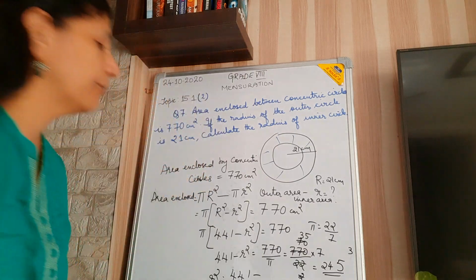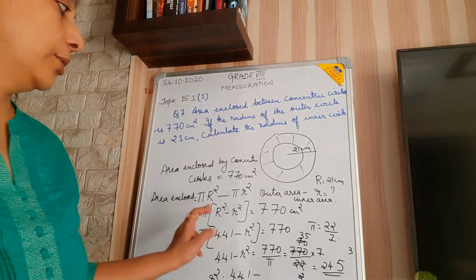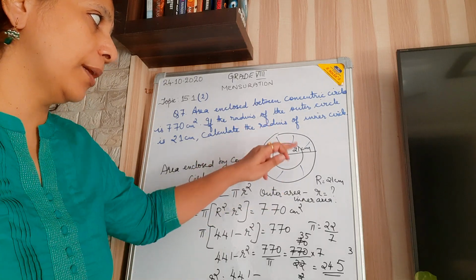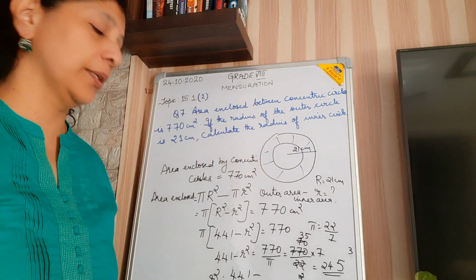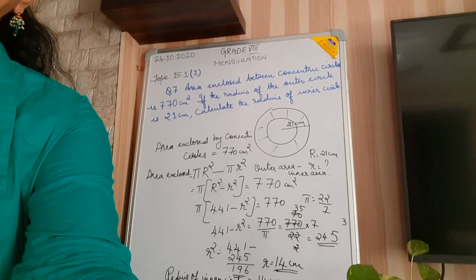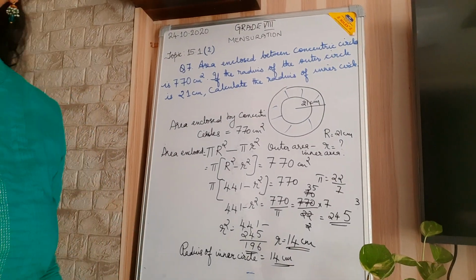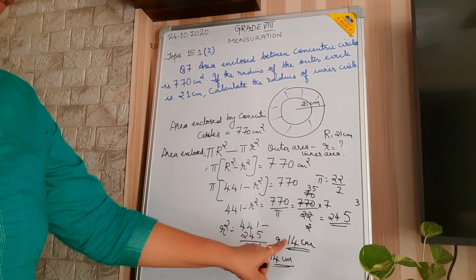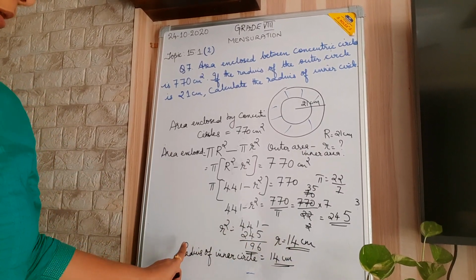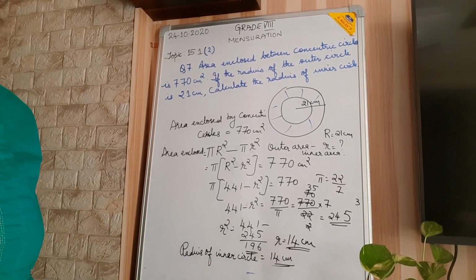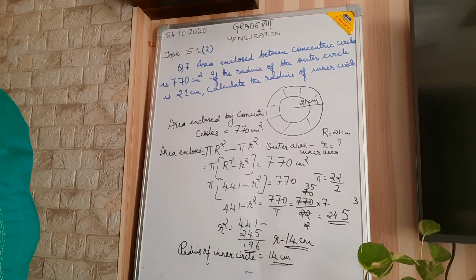That means the area of the concentric circles is pi into capital R square minus small r square, the outer area minus the inner area. Pi is common here. R is equal to 14 centimeter, so the radius of the inner circle is 14 centimeter. I hope this is clear. Okay, we will go for the next one.